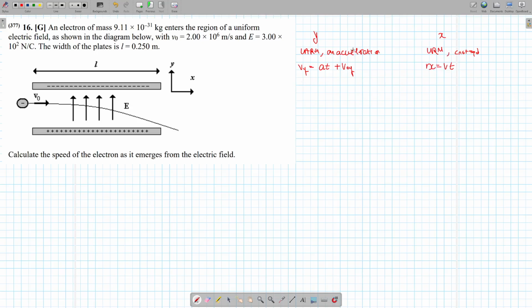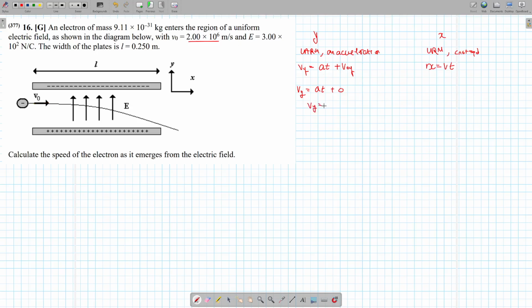If it's URM. So let's work with y first. Vy, our final y velocity, we don't know it, is equal to the acceleration, which we also don't know, plus the initial speed. The initial speed in the y direction is 0. Why is it 0, you may ask? You're telling me, Walid, oh, but it was projected at 2 times 10 to the 6 meter per second. Okay, I know, but look at the projection. The projection is completely horizontal, so your Vy is initially 0.